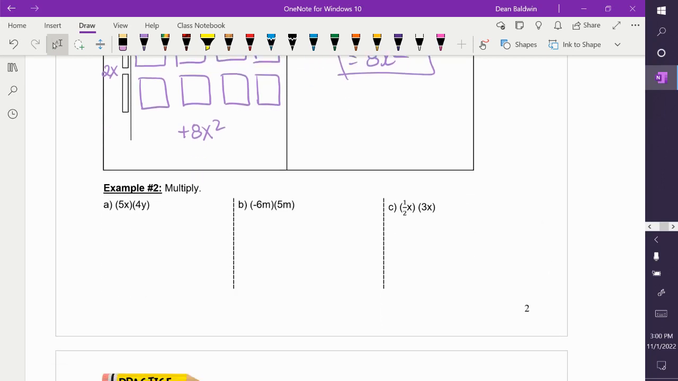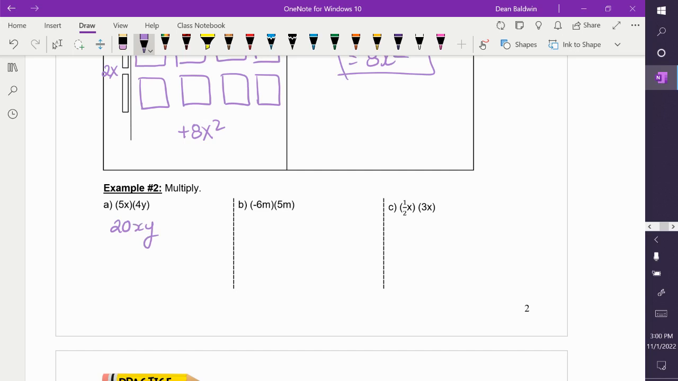So let's try these at the bottom. 5x times 4y. What is my answer going to be? 5 and 4 is 20. Can you combine the x and the y? They're different variables, right? So you just write xy. You can't really do anything with them.